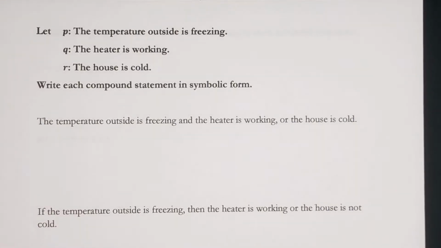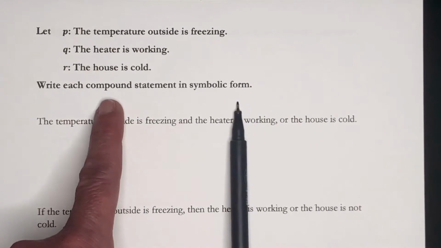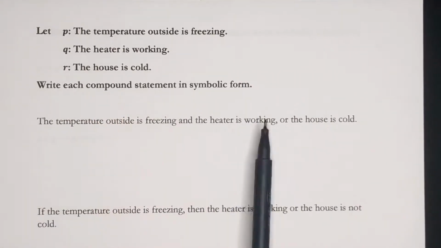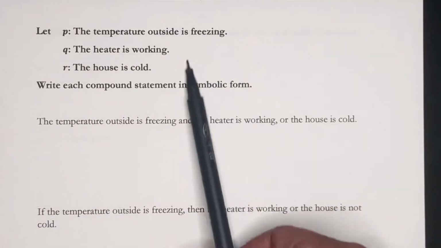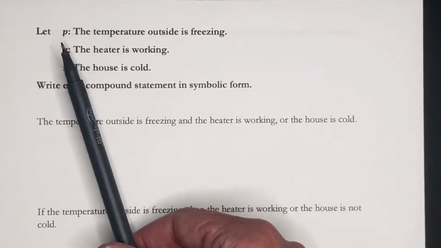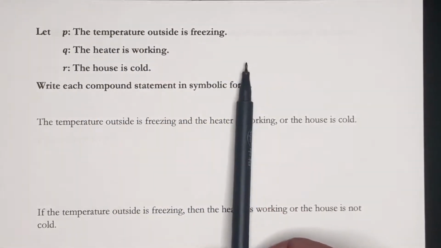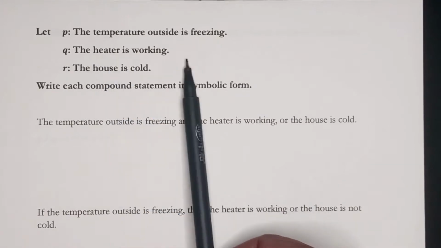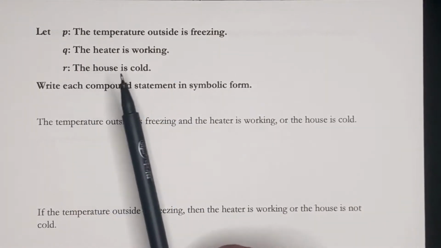This is part 3 of section 3.2. We want to continue writing each compound statement using the symbols that we were learning in this section. This time we have 3 statements. P is the temperature outside is freezing. Q, the heater is working. R, the house is cold.